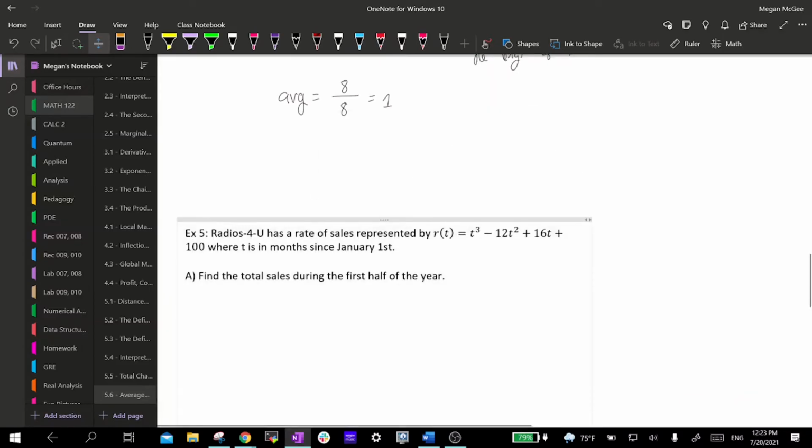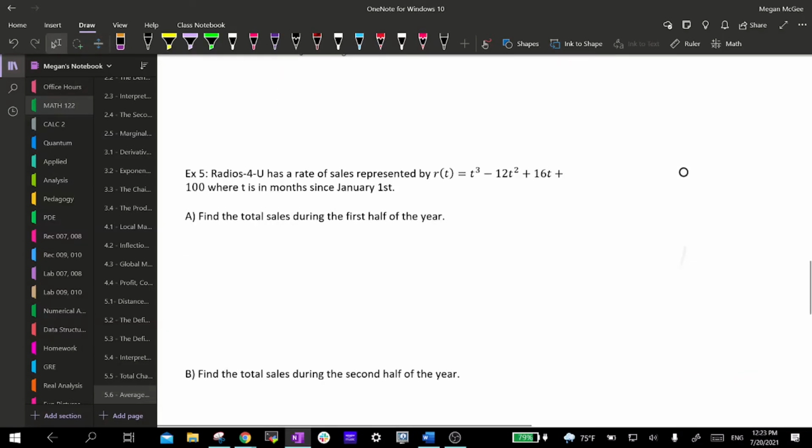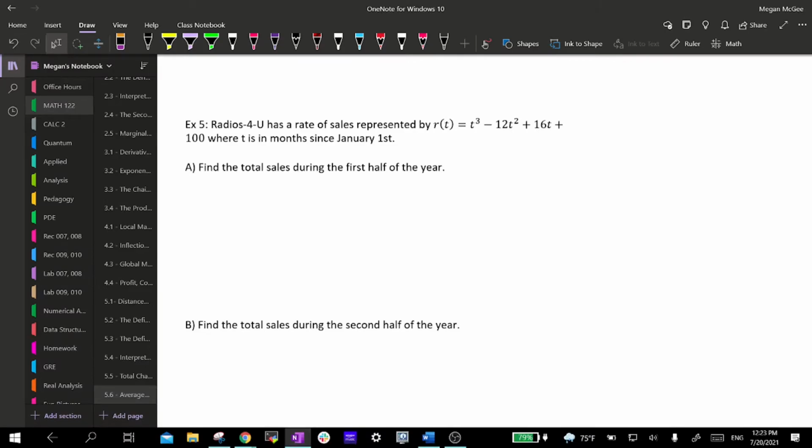Okay, let's see, where's example 5? There it is. We have a store called Radios for You, and they have a rate of sales represented by this very long polynomial here, where t is in months since January 1st. So part A asks us to find the total sales during the first half of the year.